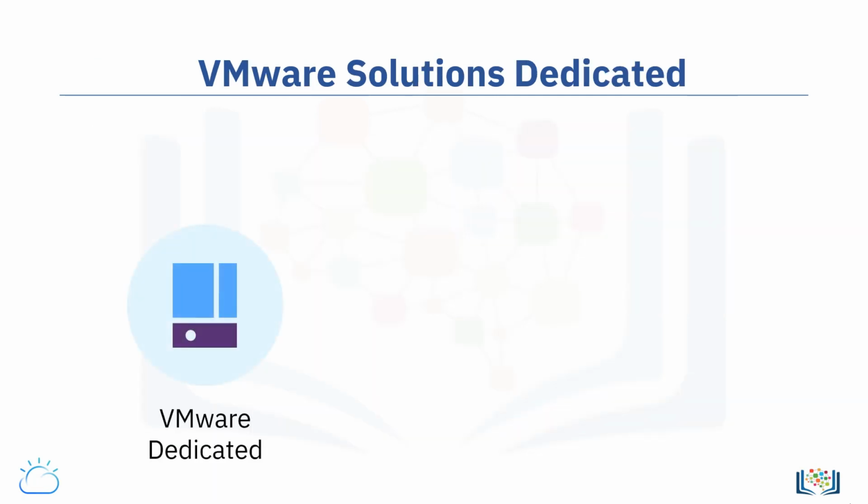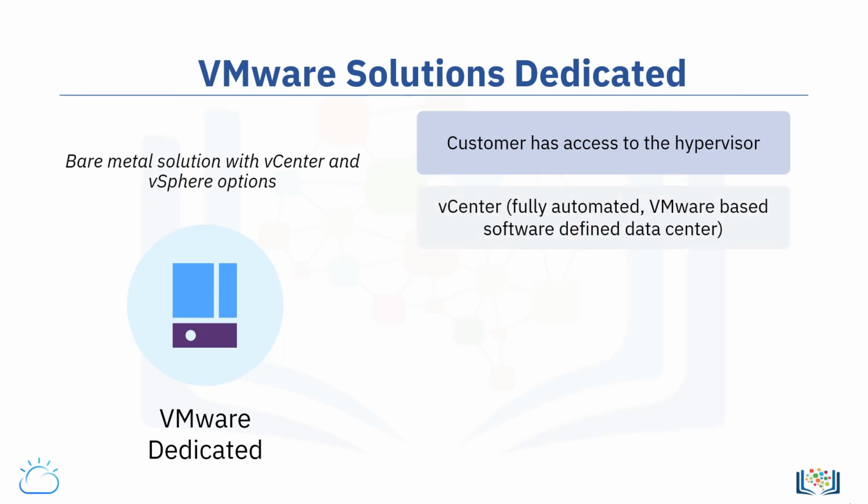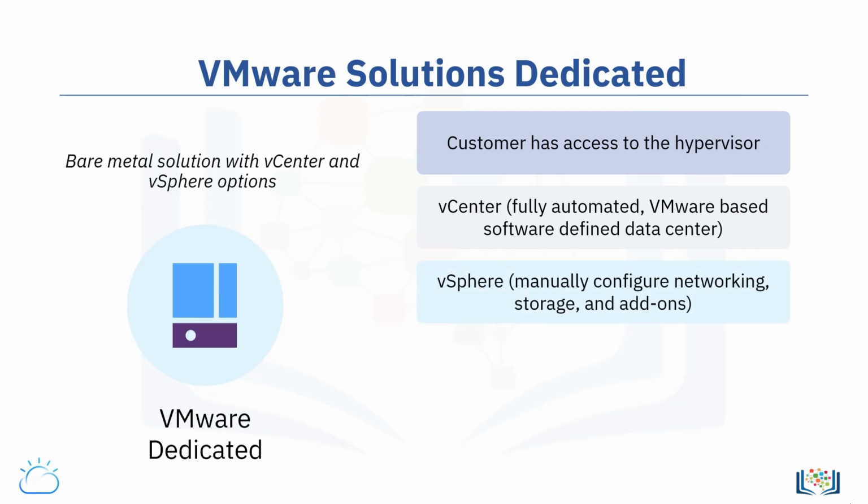The VMware Solutions Dedicated service is a bare metal solution with vCenter and vSphere options. With the dedicated solution, the customer still has root access down to the hypervisor level. The vCenter option is a fully automated standardized software-defined data center. Networking, storage, and add-ons can be automatically configured at install time. The vSphere option allows for more customization for networking, storage, and add-ons, but is typically a manual configuration. Both solutions provide the option to purchase IBM-provided licenses or to bring your own license.